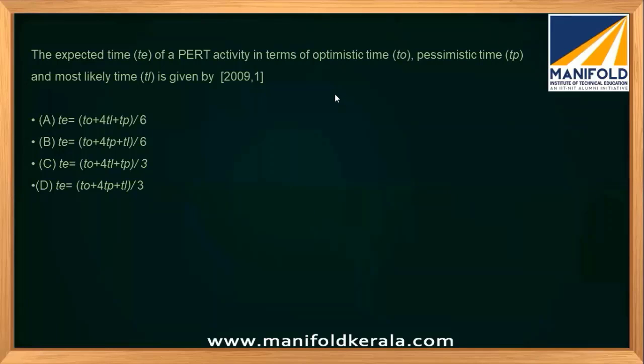Another simple question, just asking the formula. Optimistic time is TO, pessimistic time is TP, most likely time is TL. Then what should be TE, the expected time? Expected time is optimistic time plus pessimistic time plus 4 times most likely time, divided by 6. So from these choices, A is the answer: TO plus 4 times TL plus TP divided by 6.